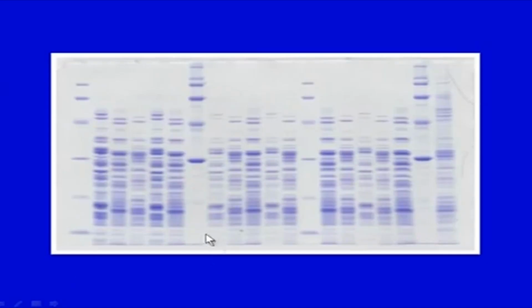After staining, the gel will look something like this. You have, here, these molecular weight markers, and these are different samples which have been run, and you can see these blue bands here, which have been stained with Coomassie brilliant blue. This is how you can see your gel and the different band patterns.